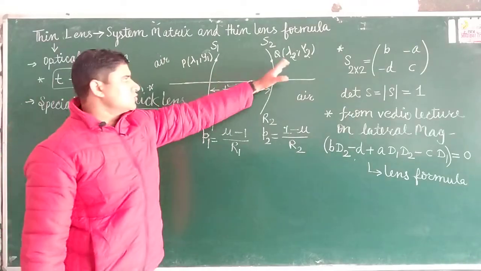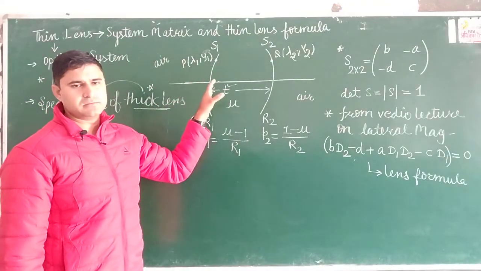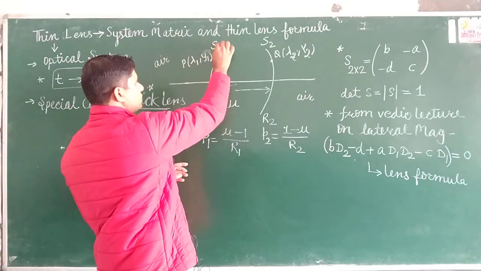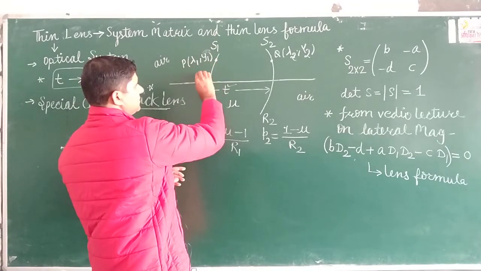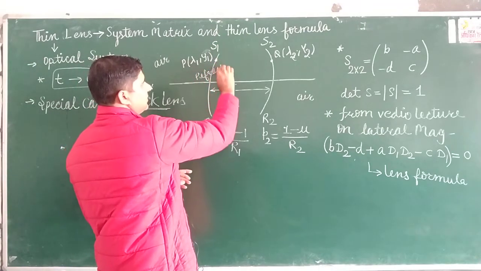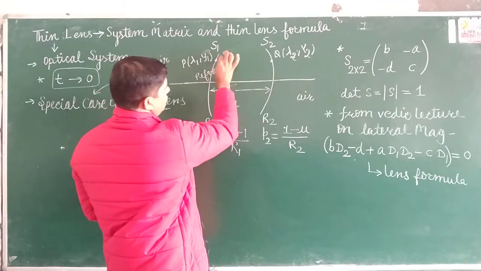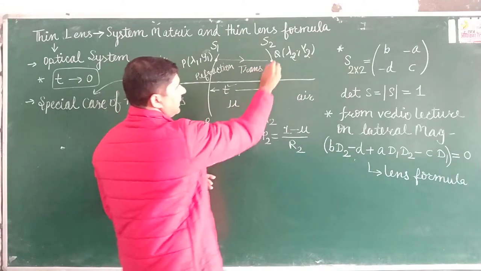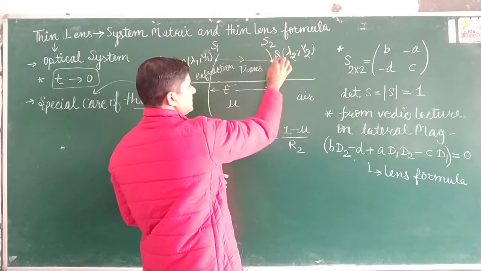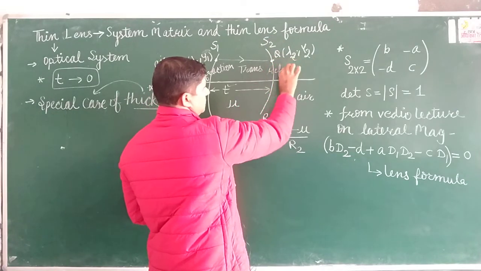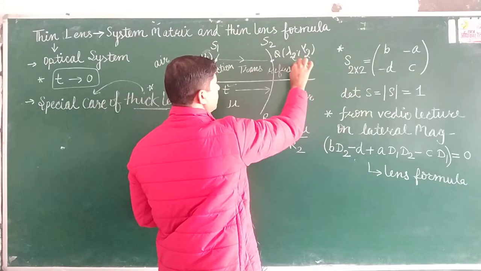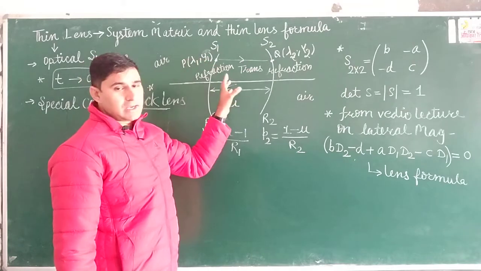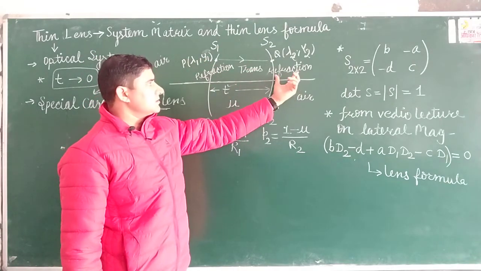We are to connect these two coordinates using a matrix. At point P on surface S1 there will be refraction, and from point P to Q there will be translation, and further at point Q on surface S2 there will be refraction. So to connect the optical coordinates of point Q and point P, we have to make use of these three matrices.